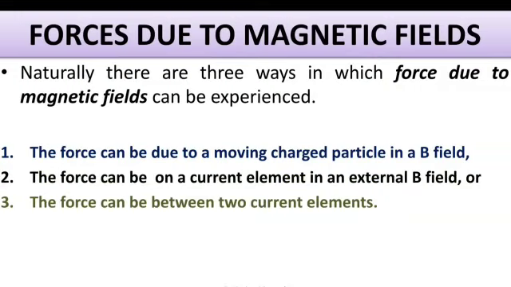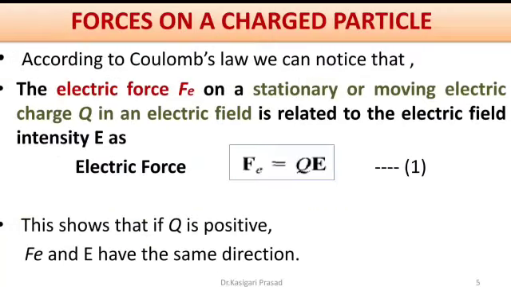Now, forces due to magnetic fields. Naturally, there are three ways in which forces due to magnetic fields can be experienced. First, the force can be due to a moving charged particle in a magnetic field B. Next, the force can be on a current element in an external magnetic field. And the third one, the force can be between two current carrying elements. Let us discuss the first one, force on a charged particle.